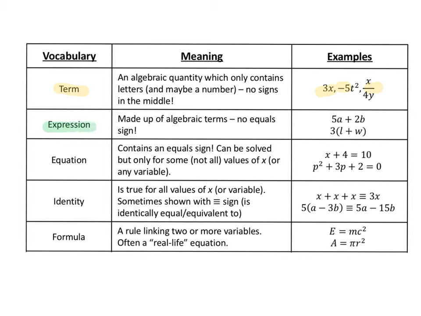Next up we have an expression. So this is when terms are put together with operations, so adding, subtracting, timesing, dividing, but there's no equal sign. So again here, look, there's an adding. And then here there's some adding as well, and also some timesing, because that's 3 times L plus W there.